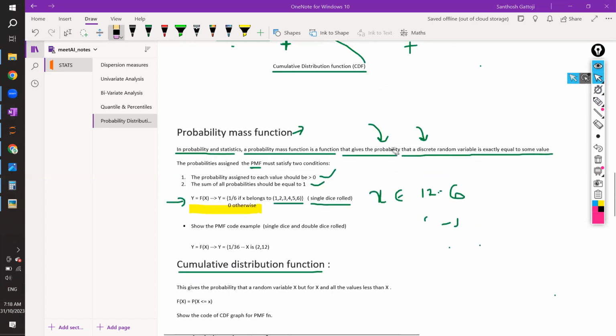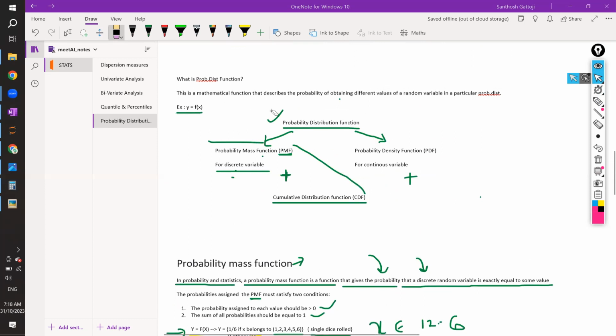If you go here, we are going to focus on the probability density function. This will be for the continuous variable.